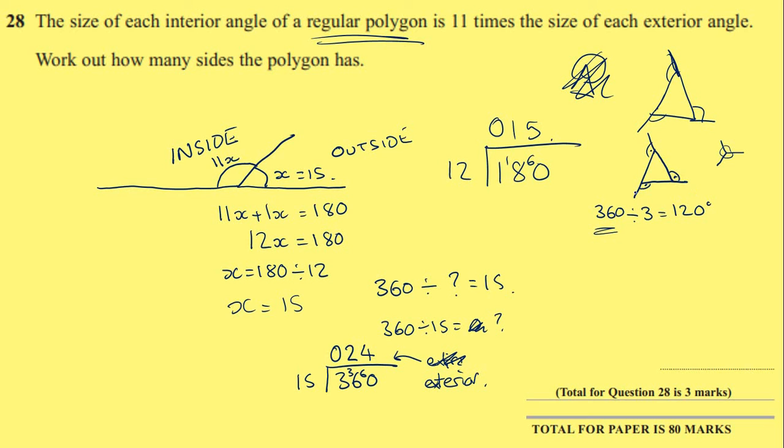Now, there were 3 exterior angles in a triangle. There would be 4 exterior angles in a quadrilateral. There will be 5 exterior angles in a 5-sided shape. There are 24 exterior angles in a 24-sided shape. And so it would have 24 sides. Okay? Hopefully that was useful. That's a whole entire foundation paper done.